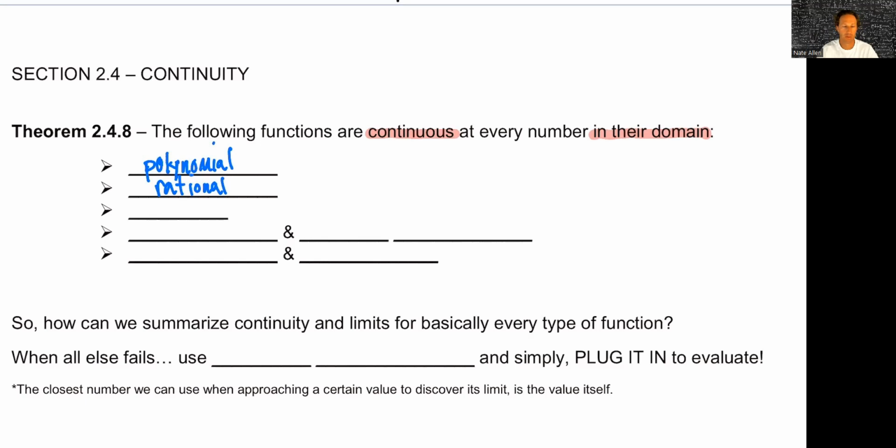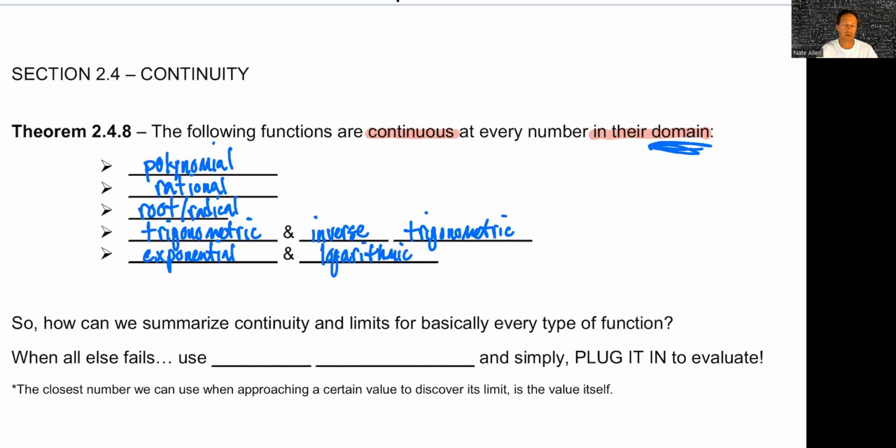What are some of the others that we're going to also add on or reiterate? Root or radical functions. This also holds true, but it has to be in their domain. Otherwise, it doesn't pass step 1. It's not defined. What else? We said trig form as well as therefore inverse trig form. And lastly, the other two that we've talked about often as well and explored: exponential and logarithmic.